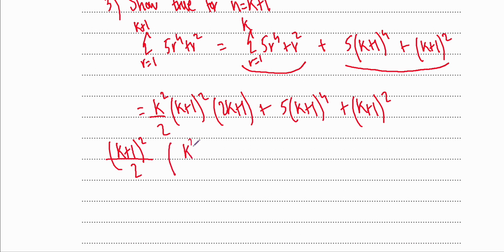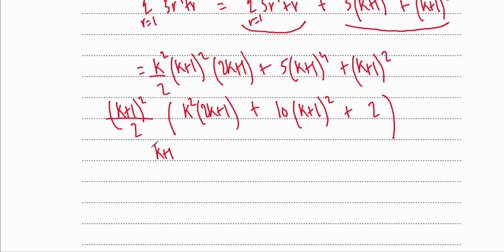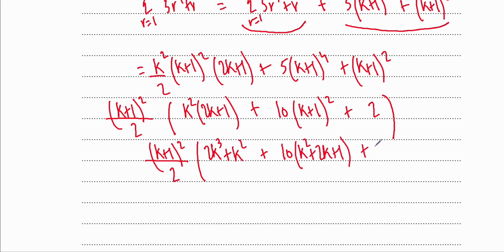And now I have k squared, 2k plus 1, plus, now this becomes 10, because I took out a half, so now I have to multiply this by 2, so it becomes 10. And now I just have k plus 1 squared, plus, and now I have a 2, and then k plus 1 squared came out here, so that's it, plus 2. Okay, now what do I get? So I get k plus 1 squared, and there's a lot of algebra, so you just have to be careful that you're following along with the algebra. So I have k plus 1 squared over 2, and now over here I have 2k cubed plus k squared plus 10, and now over here I have k squared plus 2k plus 1 plus 2.